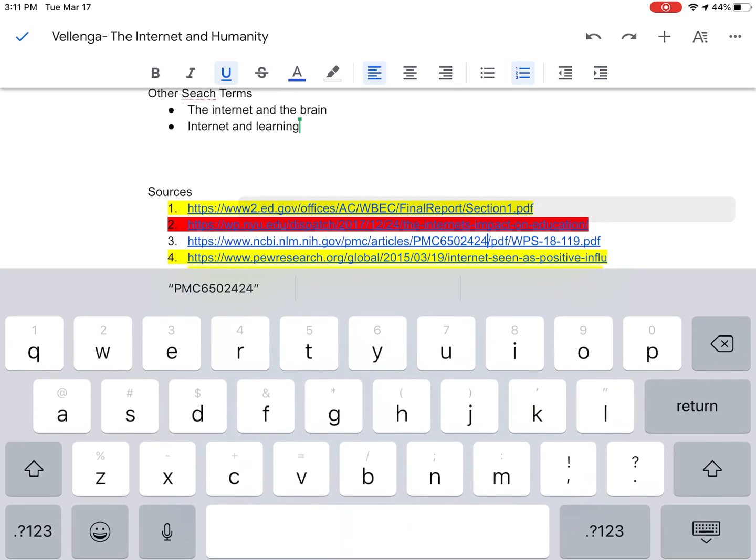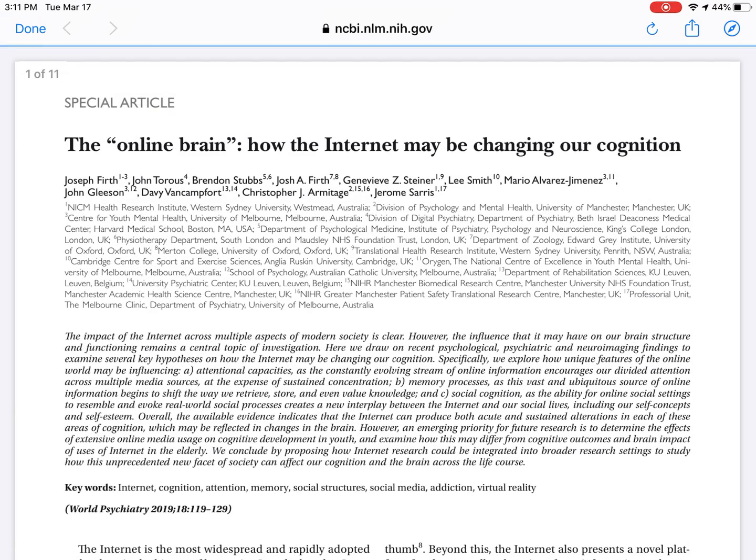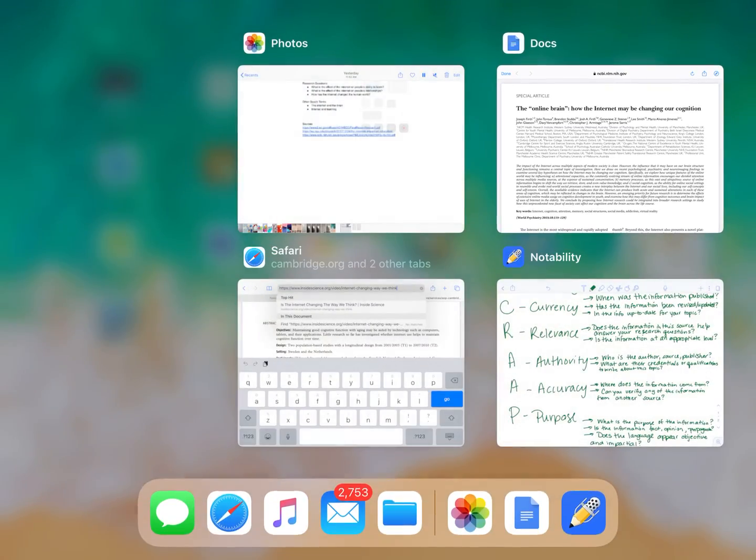There are a couple. Okay, so if I open my first one, it is a study. If I ask about currency, my first thing I need to know is when it was published. So it was published in World Psychiatry in 2019. That's pretty recent. That's not like yesterday, but it's also not that long ago. It's pretty close. I'm not worried about that time period. I think that'll be pretty good.